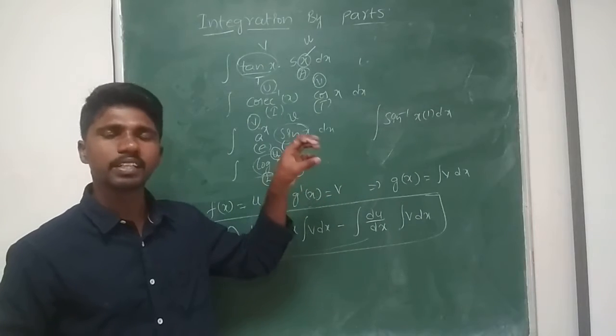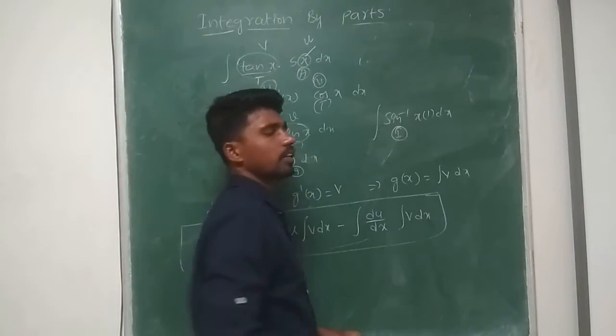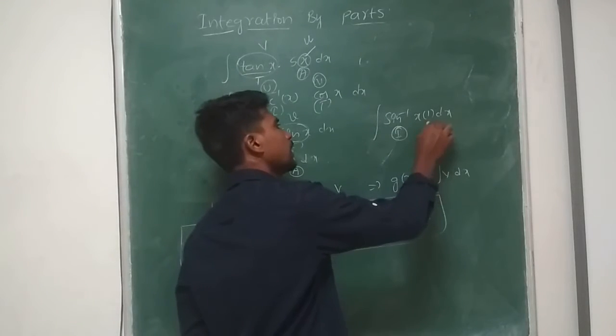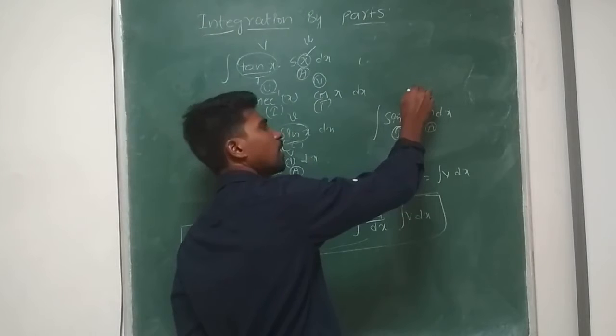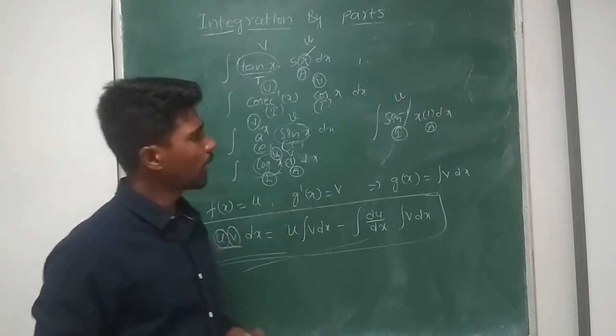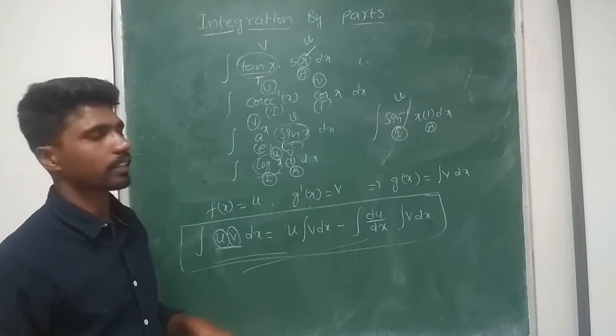Sin inverse x is an inverse trigonometric function. Then I have to give it as I. 1 is a constant, A. So the inverse trigonometric function is obviously the first one. So sin inverse x acts as u and the 1 acts as v. Okay, in this way we have to select.